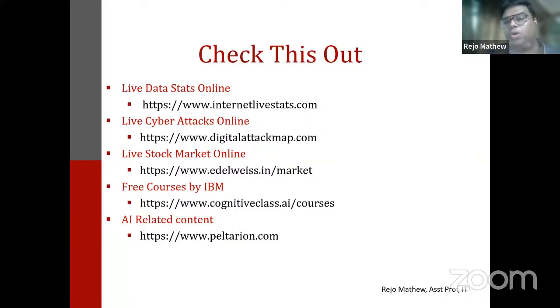Okay. And also for all the students and learners, especially those who want to do free courses from IBM, this is a website from IBM where you can learn free courses and get certifications. It is called cognitiveclass.ai, and all the courses and technologies are available there. You can go and check it out. If you want to check out some AI related content, there is a company called Pelterion.com. You can go there and check this out. So these are a few of the websites which I would want you to go and check out.